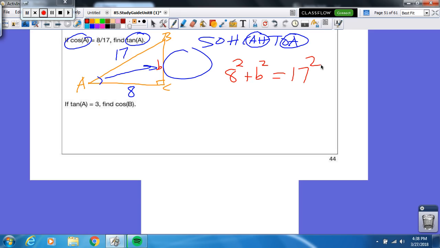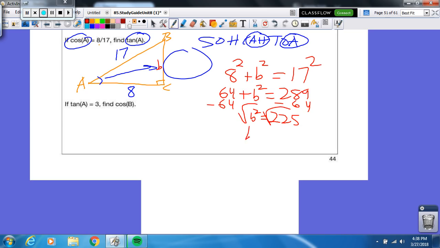So we got 64 plus B squared equals 17 squared, which is 289. Subtract 64 from both sides. B squared equals 225. Square root of both sides to undo the square. So we got B equals square root of 225, which is 15. So we have 15 right here.